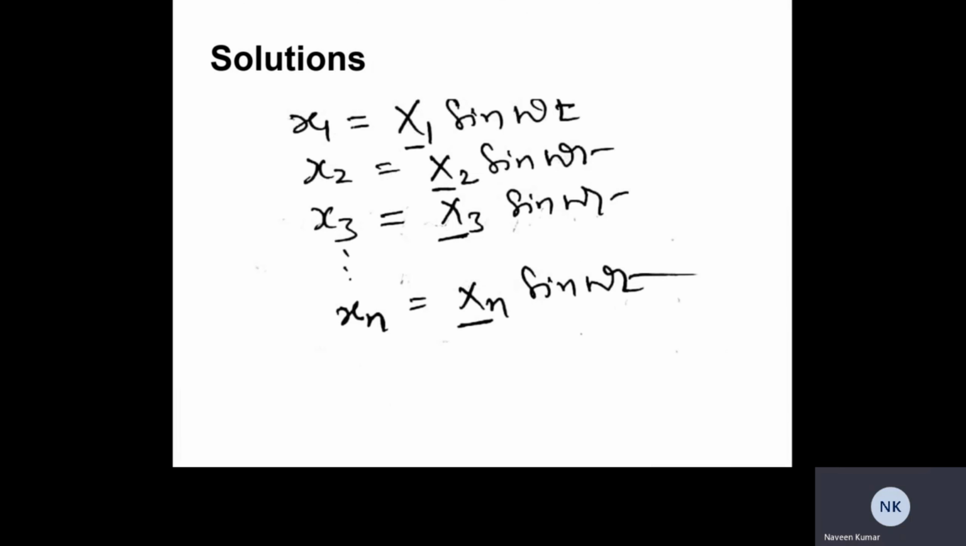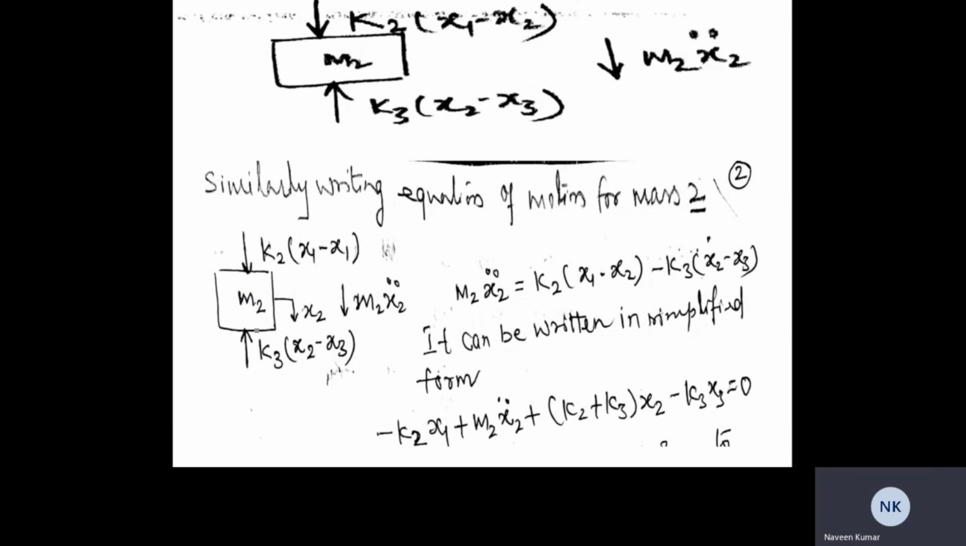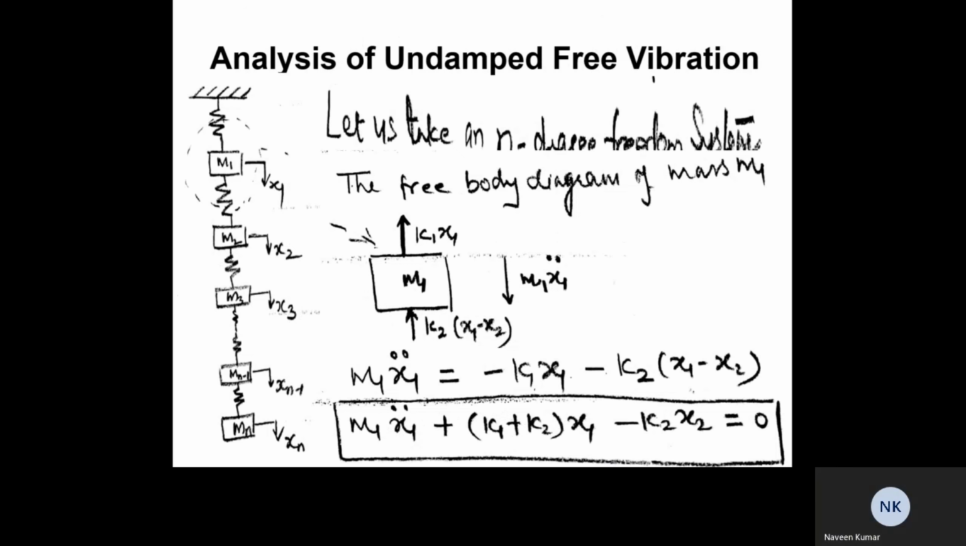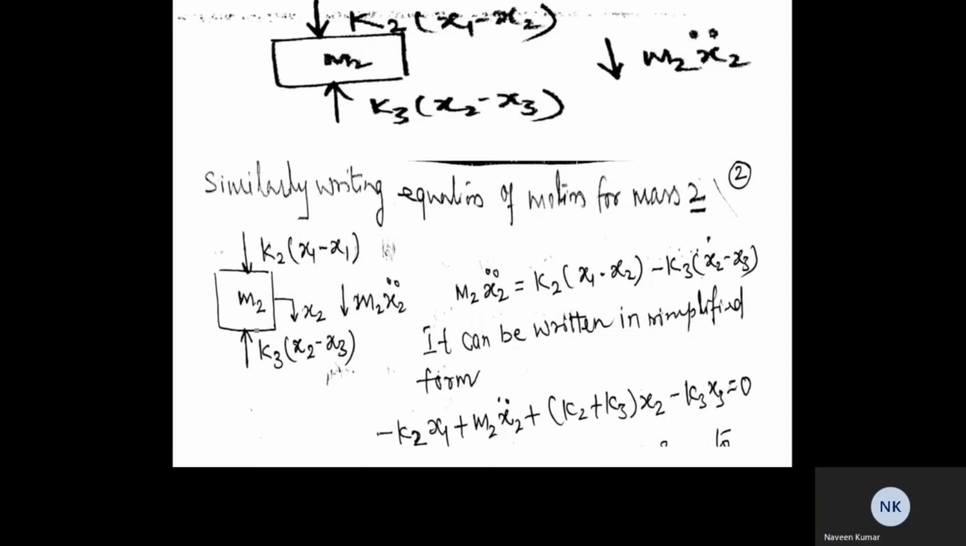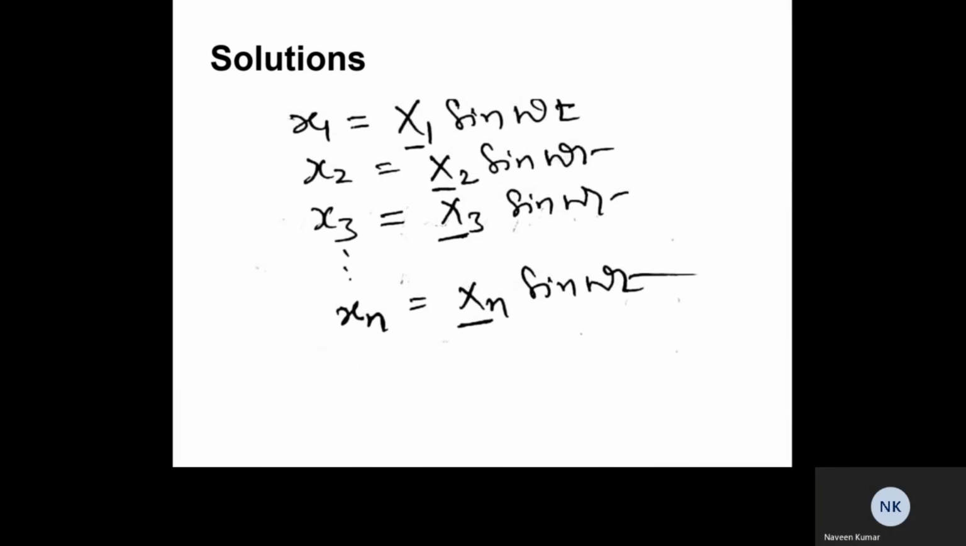Now, writing these equations, starting from mass 1, for mass 2, and mass 3 and up to n, would give you the equation of motion for the individual masses in an n degree of freedom system.